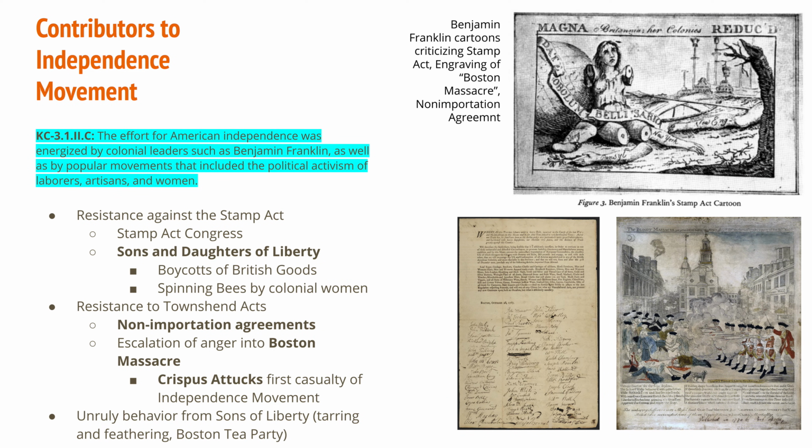So the contributors to the independence movement: the efforts of American independence were energized by colonial leaders such as Benjamin Franklin, as well as by popular movements that included the political activism of laborers, artisans, and women. To begin with Benjamin Franklin, you see the political cartoon on the top right. This was drawn as a way to protest the Stamp Act. You can see that the colonies are being depicted as having lost their limbs as a result of this tax. So it's being very dramatic about what the Stamp Act is going to mean for the colonies.